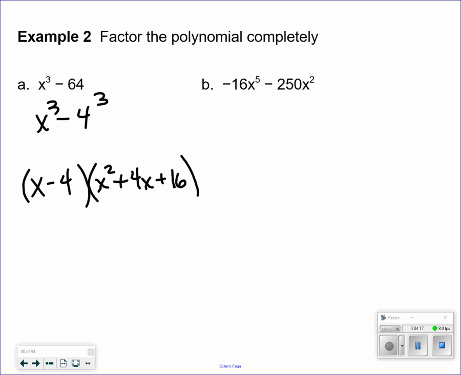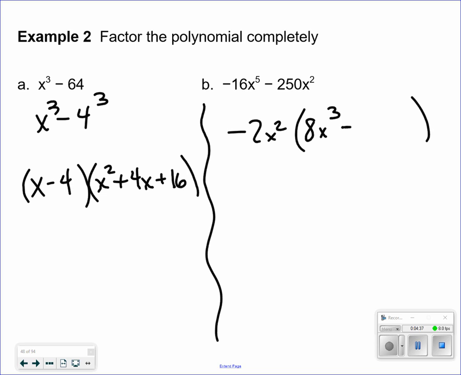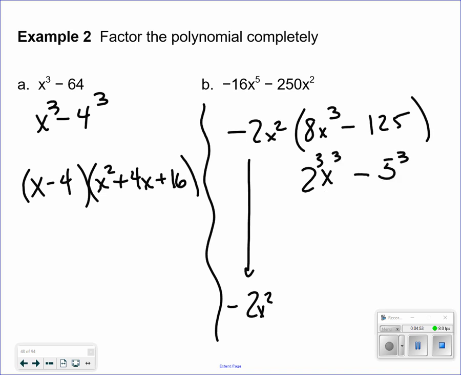Now, the next one, really you should look to see if there's a GCF first. Remember, that is always the first item that I look for. So I can take something out of this. And if there's ever a negative in front, I really should take a negative out as well. So I'm going to take out a negative 2x squared. And what's left is 8x cubed minus 125. Now, don't forget about the GCF. It's going to stay there in my answer. Let's talk about what's in the parenthesis. This is technically 2 cubed x cubed minus 5 cubed, which meets my criteria.